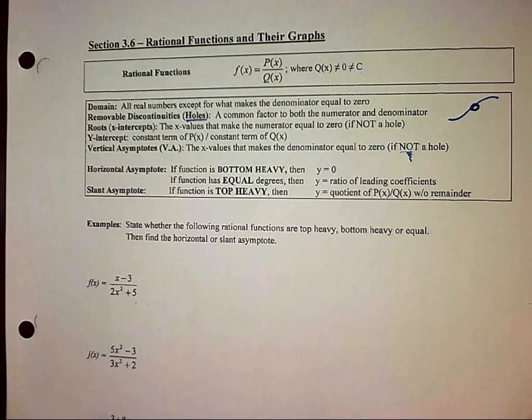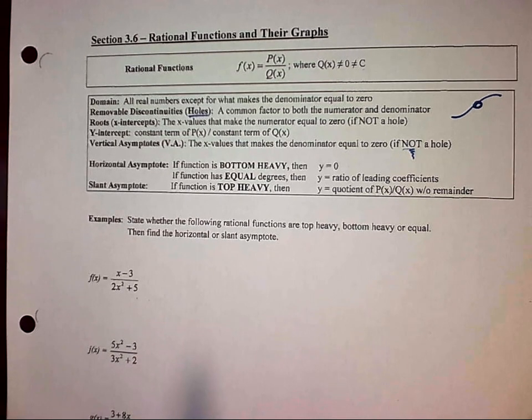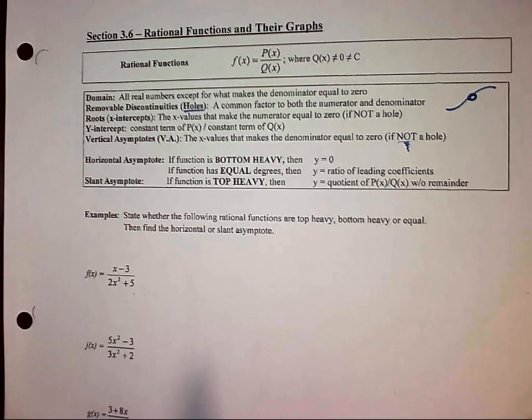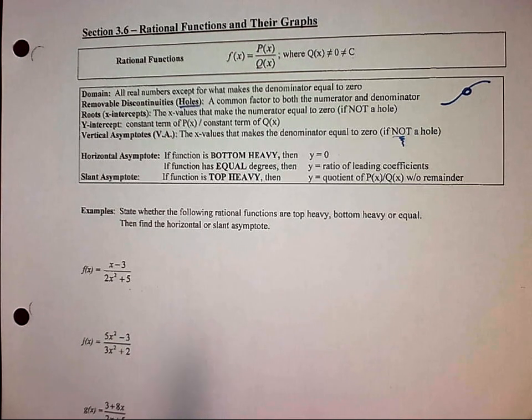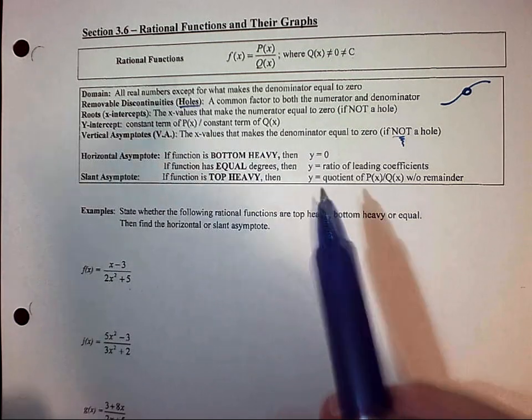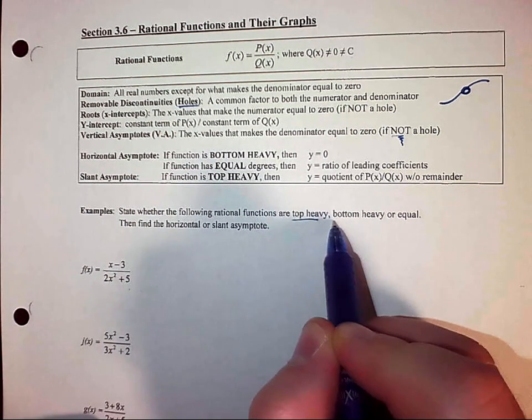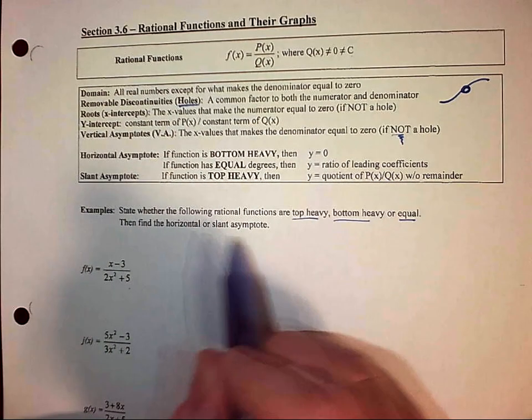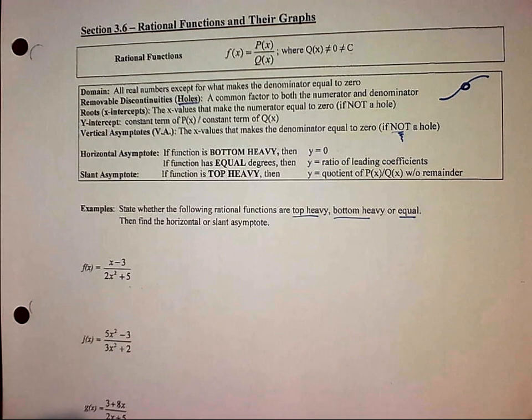Alright, so if all of that stuff so far was clear as mud, like I always say, don't worry about it. We're going to do a bunch of examples, and as long as it gets clear by the end, you'll be alright. So here we're trying to figure out whether these examples are top-heavy, bottom-heavy, or equal, and then we're also going to find their horizontal or slant asymptote.